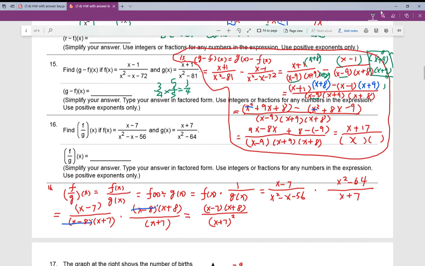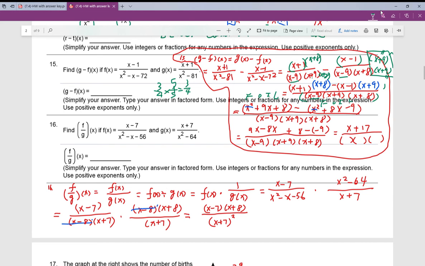So once you have the same denominator, you simply subtract the new numerator. So the new numerator is x plus 1 times x plus 8, minus x minus 1 times x plus 9. Okay, now there's a big calculation. Binomials multiplied by FOIL, F-O-I-L. Binomials, you multiply by FOIL.